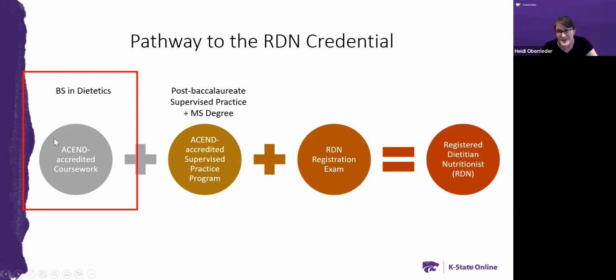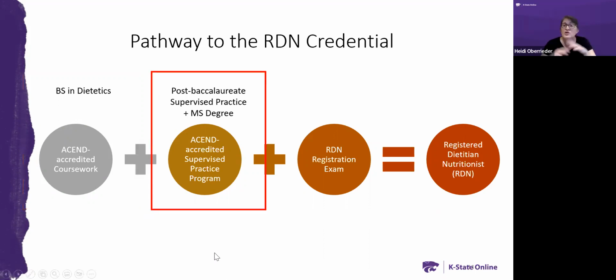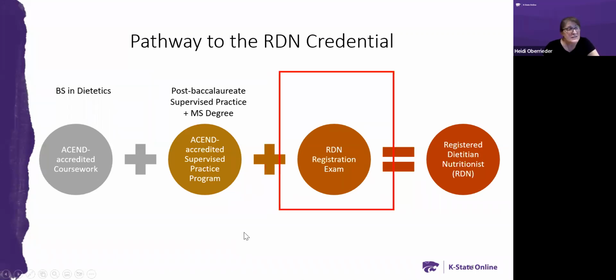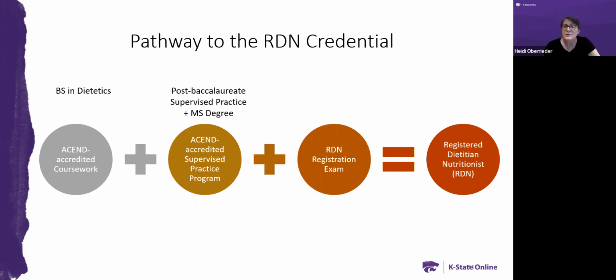And within our BS in Dietetics, we provide you all of the knowledge you're going to need to be a dietitian. The next step is that post-baccalaureate where you get your BS in Dietetics first. Then you need to go do that supervised practice program. And as I mentioned, likely you're going to be in the bucket of students that have to do your master's. And so you will apply to an ASCEND accredited supervised practice program that likely will include a master's. And then you'll be eligible to take that RDN exam. And that's where you earn that credential of being a registered dietitian nutritionist.